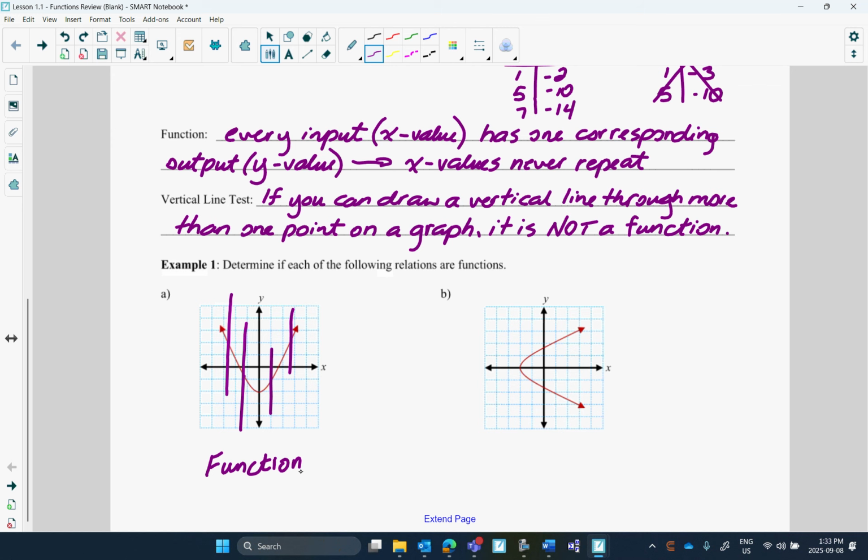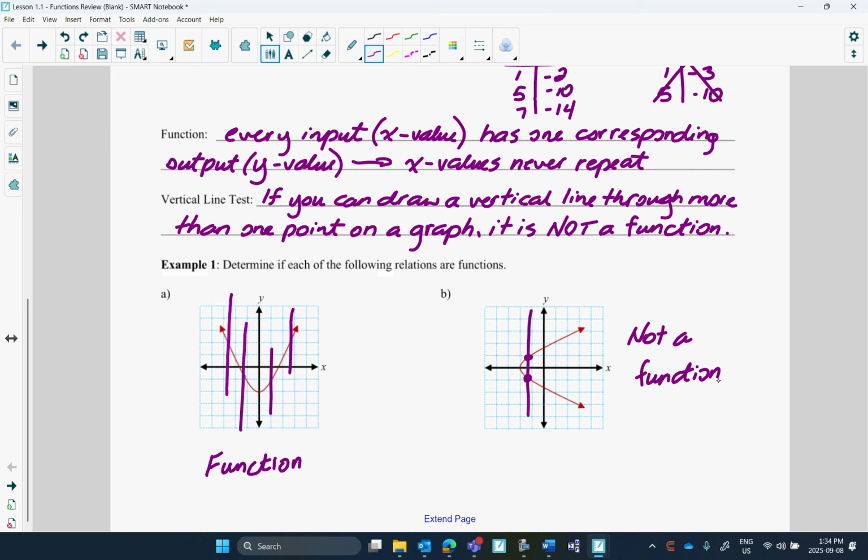How about this one? Not a function. There's a whole bunch of vertical lines I could draw and hit more than one point. I could draw a vertical line here. I hit the graph here and here. As soon as it happens once, not a function. Okay?